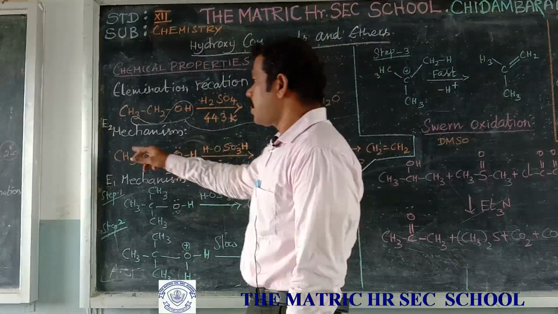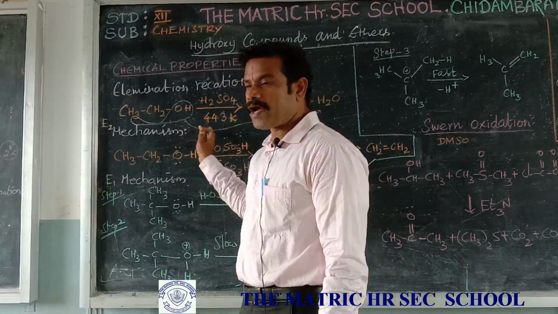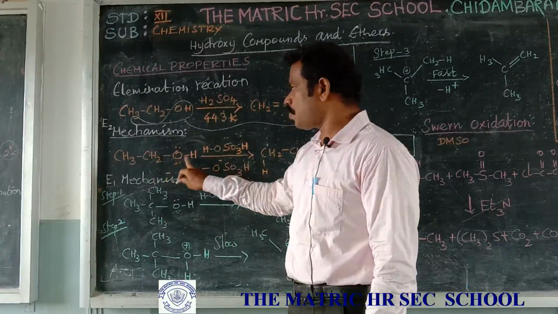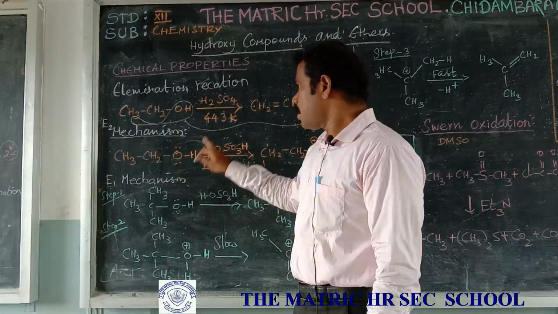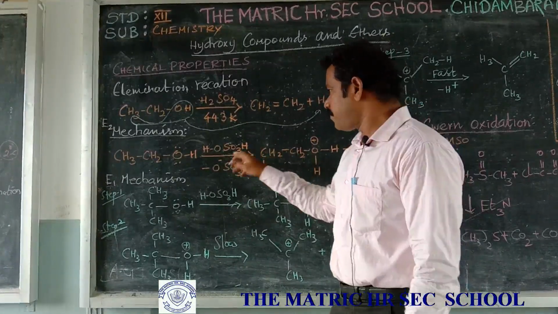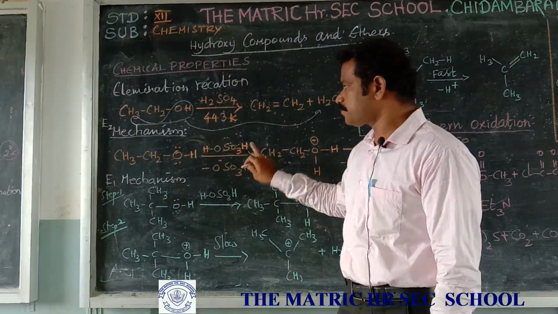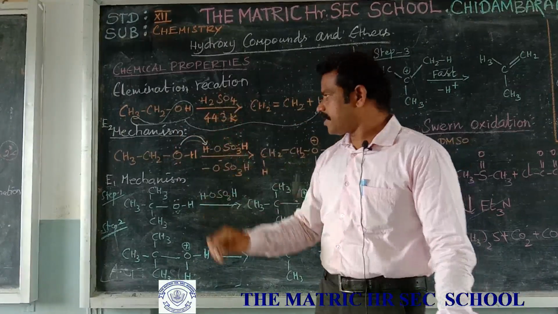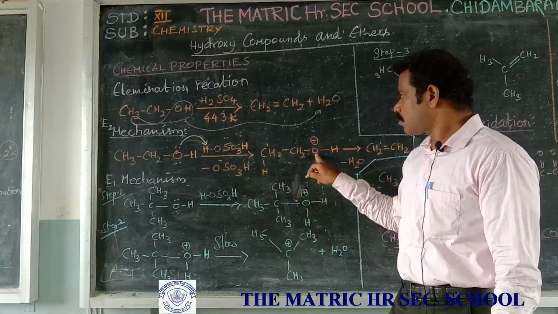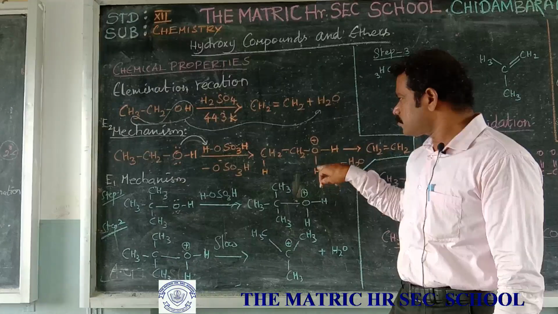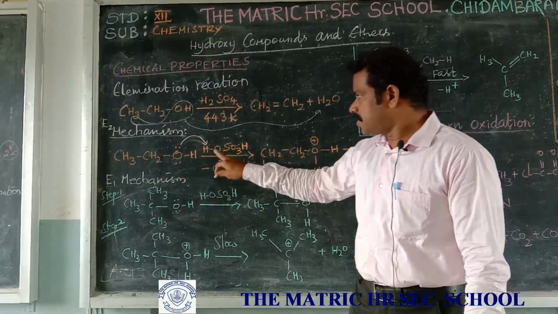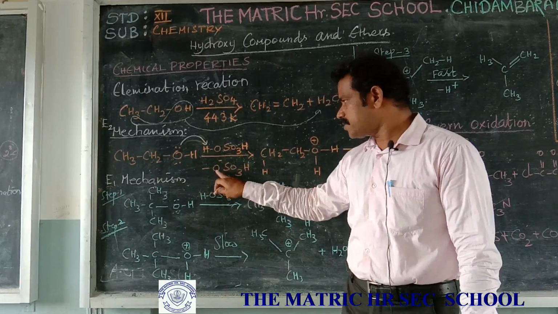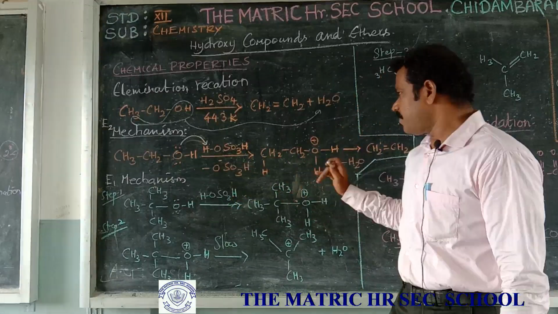I take the first one, the E2 mechanism. I will take the same compound, CH3CH2OH, which has two lone pairs of electrons on oxygen. We add the same sulfuric acid, briefly written as HOSO3H. The oxygen atom donates electrons to hydrogen, so the hydrogen is accepted and the oxygen becomes positive. The same hydrogen is removed, and the negative charge leaves as minus OSO3H. You get this compound.